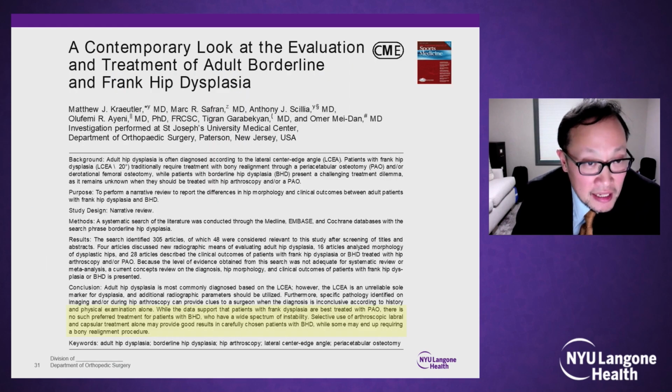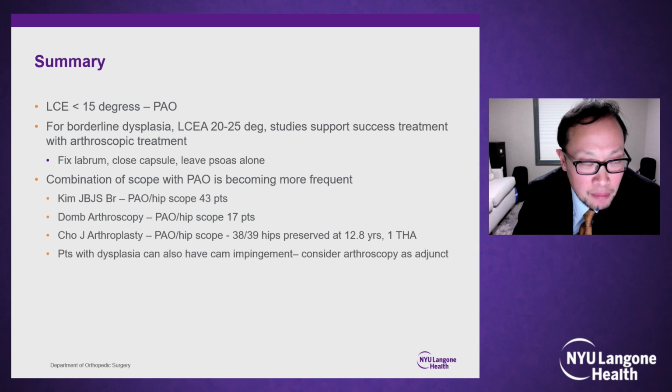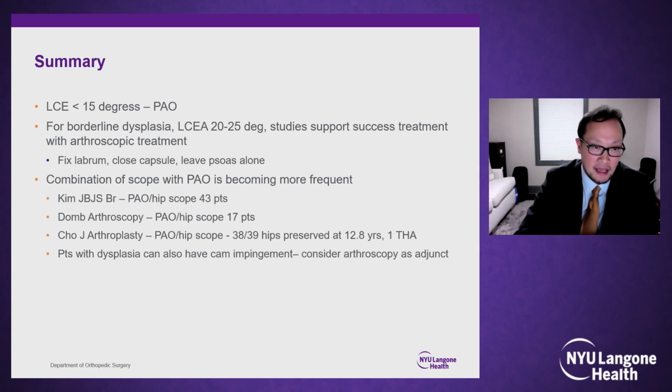This was a review looking at borderline and frank hip dysplasia. And their summary was that there's no preferred treatment for patients with borderline hip dysplasia, but that a selective use of arthroscopic labral and capsular treatment alone can provide some good results if you carefully choose these patients. And they may not need bony realignment procedures, or they may, and you can still have success.